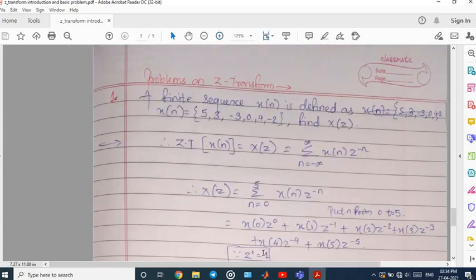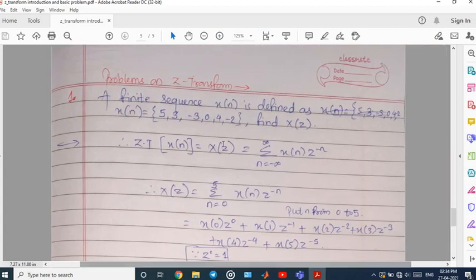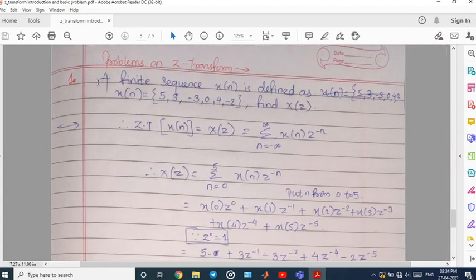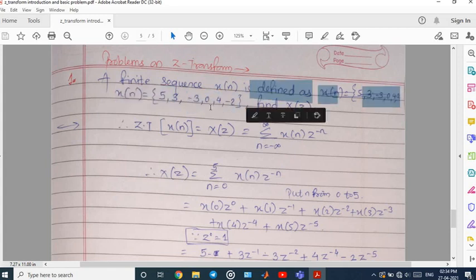Now, some basic problems on Z transform. The problem is given as a finite sequence. Already we know the restrictions: not infinite. The finite sequence x of n is given as 3, minus 3, 0, 4, minus 2. We have to find x of z. This is a basic Z transform: you are given x of n, you have to find x of z.